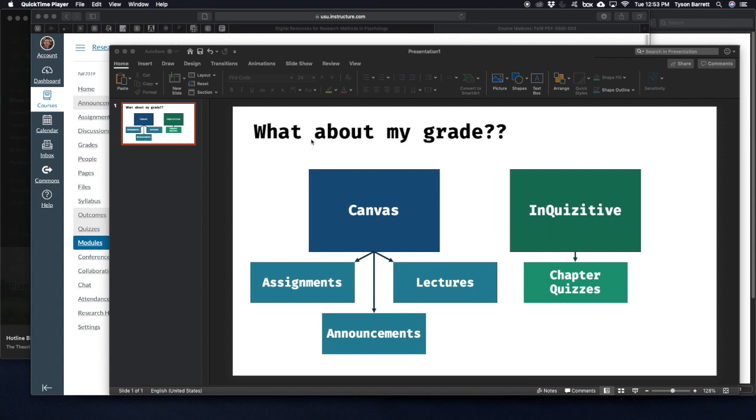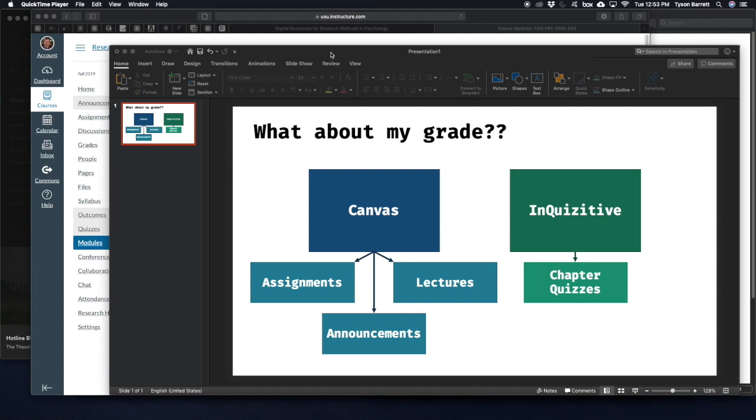So when it comes to your grade, most of the stuff is going to be in Canvas. You're going to go there for assignments, so all the details about the assignments will be there. Lectures, all these recordings are there, and announcements. I will communicate through announcements to you via Canvas. InQuizitive is just for the chapter quizzes. I've included a link for all the chapter ones in each module so that you can get there.